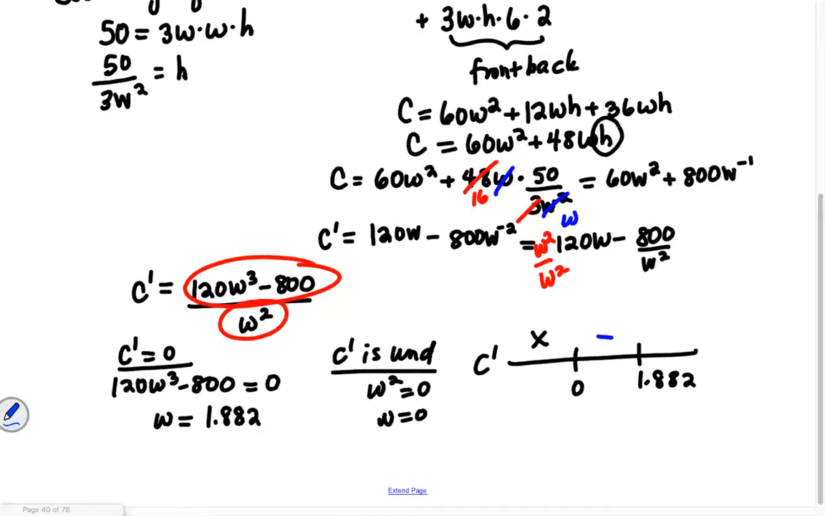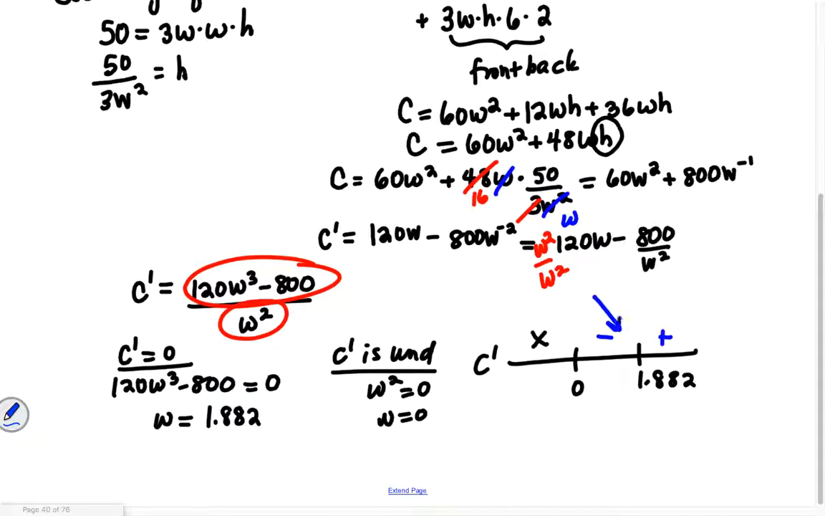Multiple people said positive, and Nick's the only one that said negative. Because it's 1 cubed times 120, so 120 minus 800 is negative over a positive number. And if I try something like 2, I get 120 times 8, which is bigger than 800, minus 800, so I get positive.